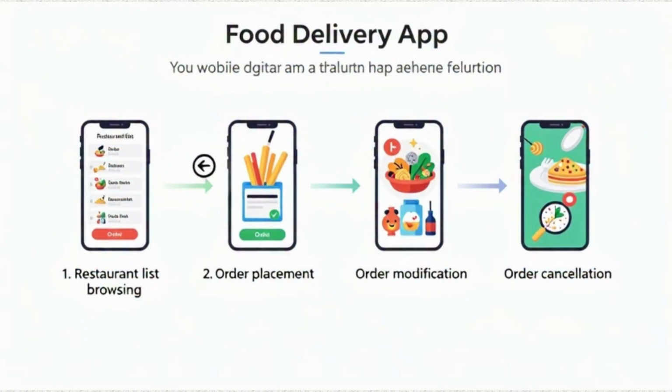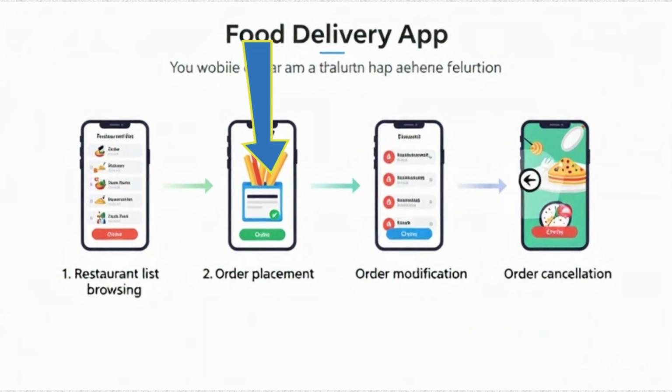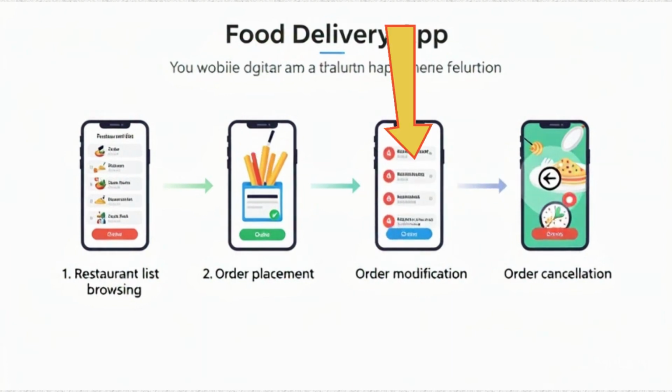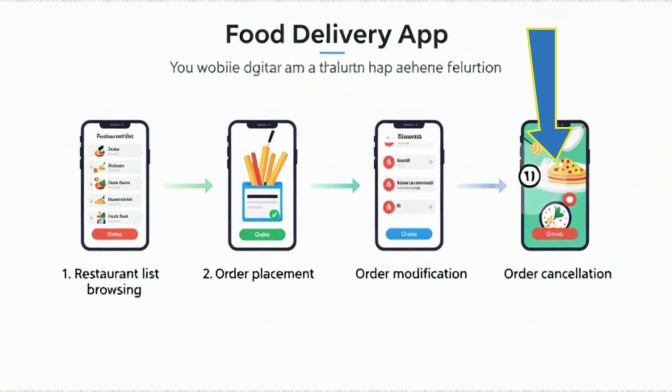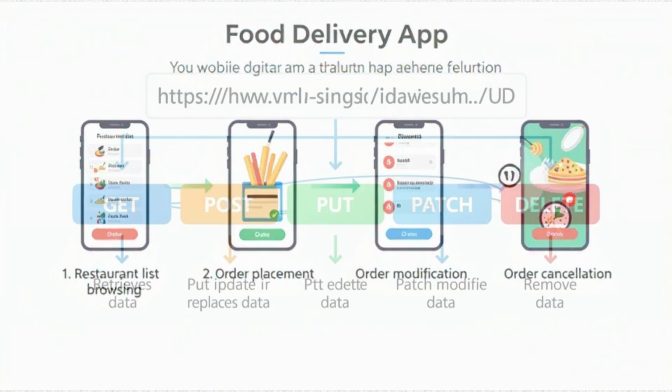Let's make it super easy with food ordering. Imagine Uber Eats app. You do this. Open app, see restaurants. This is GET request. Order pizza. This is POST request. Change order size. This is PUT or PATCH request. Cancel order. This is DELETE request. So every action you do in apps is actually REST API working behind the scenes.